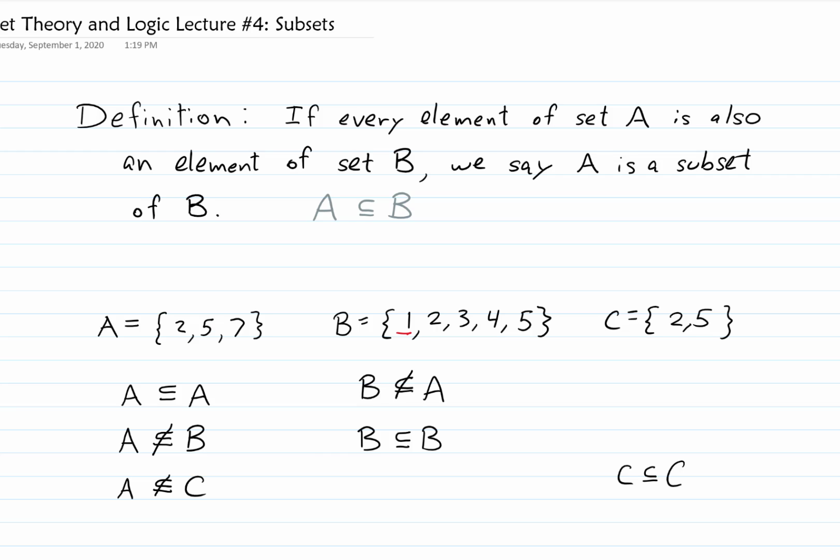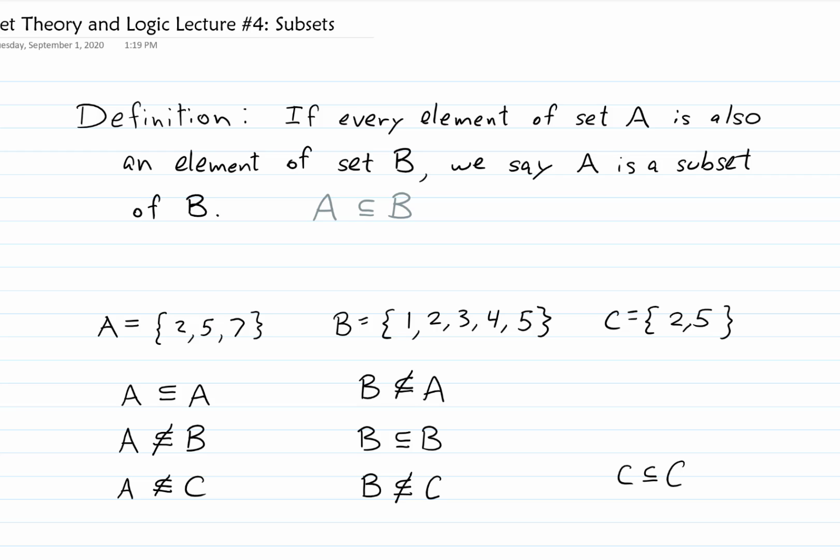Is B a subset of C? No, same problem. 1 is in B, but it's not in C. So B is not a subset of C. How about C? C is a subset of itself, of course.